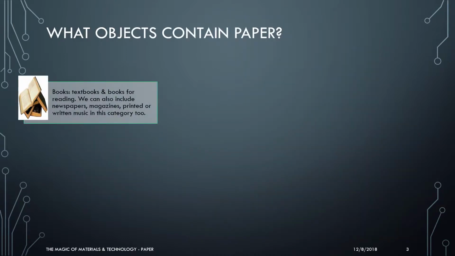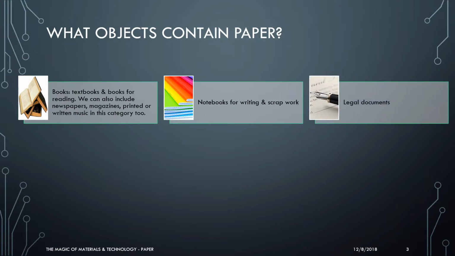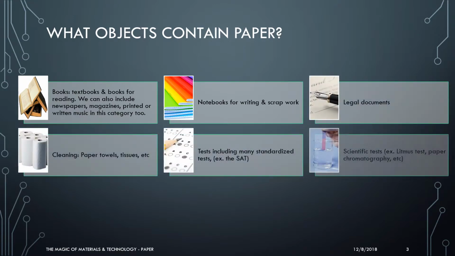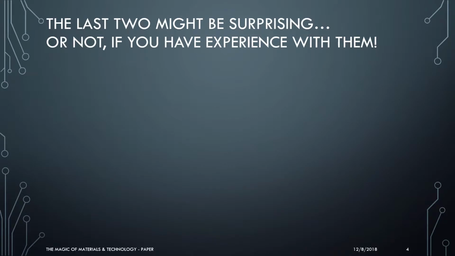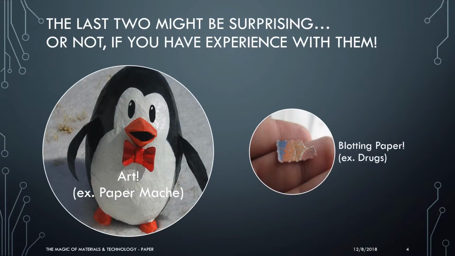So paper is found in many different objects. You find it in books, you find it in notebooks for writing, you find it in legal documents, in cleaning products, scientific tests, and money, of course. Who doesn't love money? And of course, two more perhaps fun ones, art and drugs. Some perhaps a little more productive than the other.